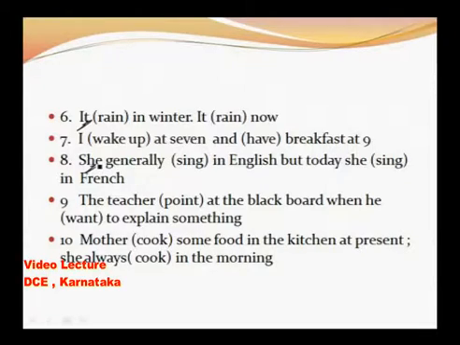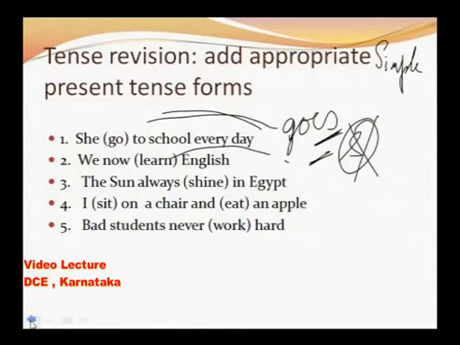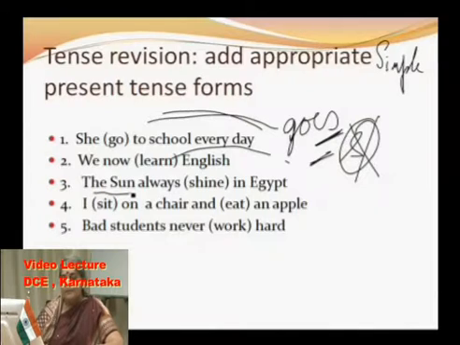Now I have substituted the word she for what? Mother. This is another hint. The teacher, it could be he or she. It is first person singular, I. Let's go back and see. The sun is what? He, she, it. The sun, it. I is first person singular. Bad students, it is in which form? It is in plural form.